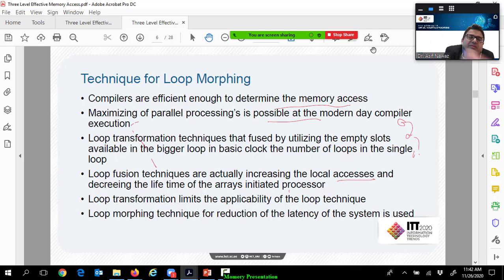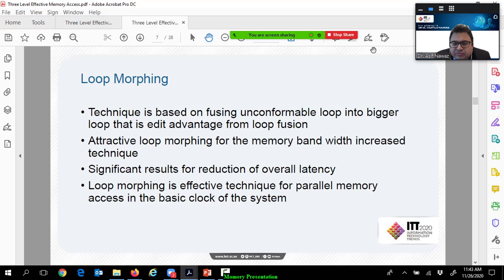Again, if there are certain commands, and you'll see that in the next diagram, there are two things which are happening over here. One is that they are taking some time, they are taking some clock cycles to complete. And the other one is there are some memory slots which are allocated for those particular registers, but those are empty. So we can manipulate both of them and do some efficient memory access. And then loop transformation limits the application to the loop technique, and the morphing technique is used to reduce the latency.